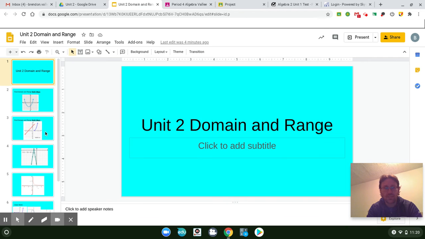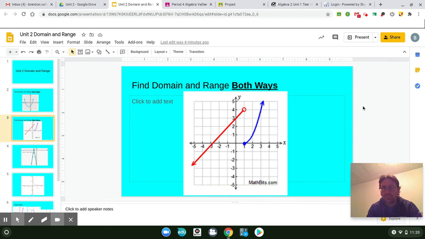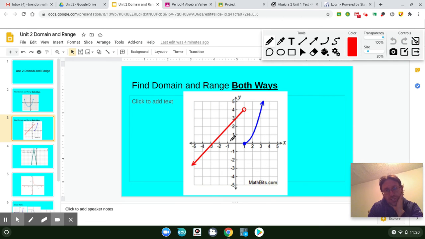Screen is frozen right now. Here we go. Okay. So this graph, if we're looking at domain, does it stop going to the left? No, it's going to keep going this way. Does it stop going to the right? No, it keeps going this way. Does it stop in the middle? It looks like it goes all the way to 1, almost hits 1 and doesn't hit it, but then it hits 1 right here. So it looks like all the numbers are covered. So again, for domain, that's going to be all real numbers.